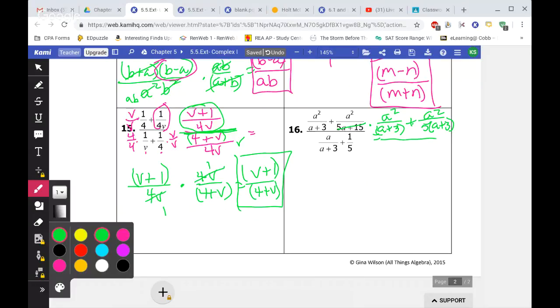So now we see some things that the two of those have in common, and some things that we're going to have to multiply one of the two by. This first fraction, a squared over a plus 3, is missing a 5 in order for it to have a common denominator. So we have to multiply this first fraction by 5. So we'll have 5a squared all over 5 times a plus 3, plus a squared.